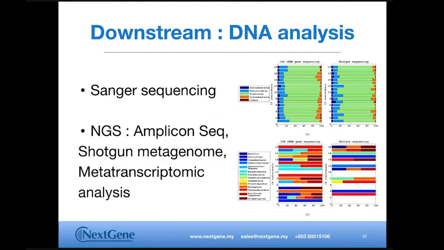Okay. So here is a typical downstream application of DNA analysis. An example would be Sanger sequencing, or if you're looking for a more advanced method, next generation sequencing using amplicon-seq, shotgun metagenome, as well as metatranscriptomic analysis.